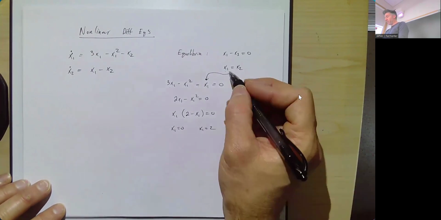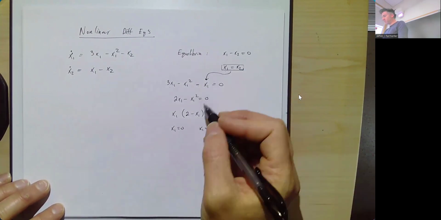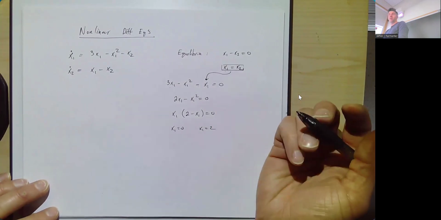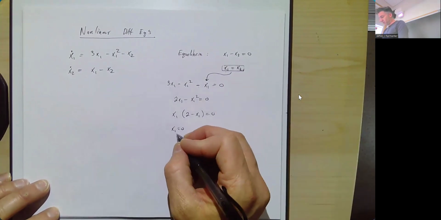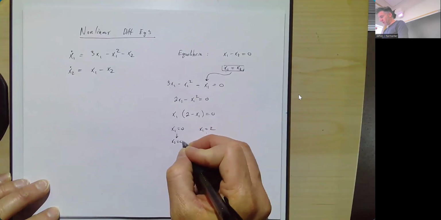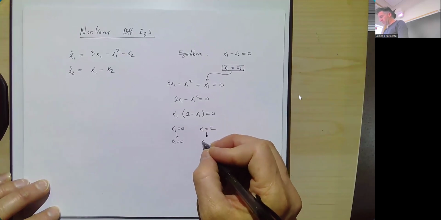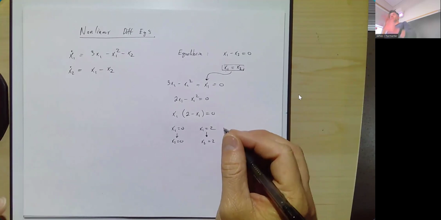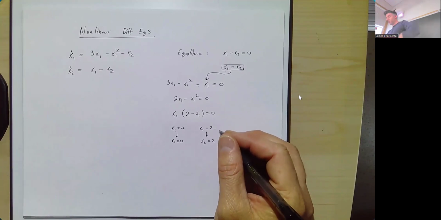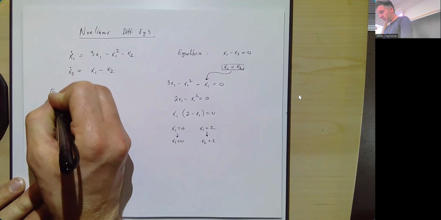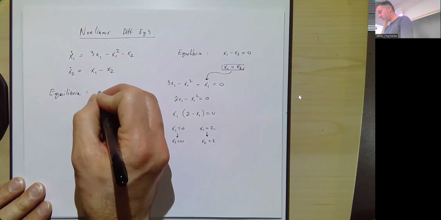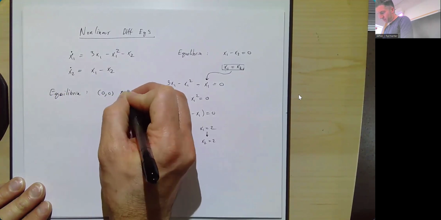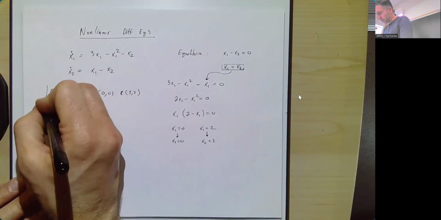And then we go back up here and we say, if x1 is 0, then x2 is also 0. If x1 is 2, then x2 is also 2. So x1 equals 0 means x2 is equal to 0. x1 equal to 2 means x2 is equal to 2. So my two equilibria are (0, 0) and (2, 2). Neat.